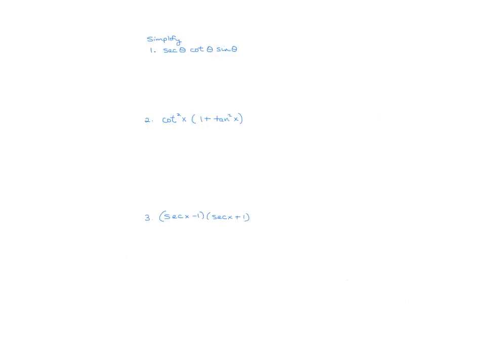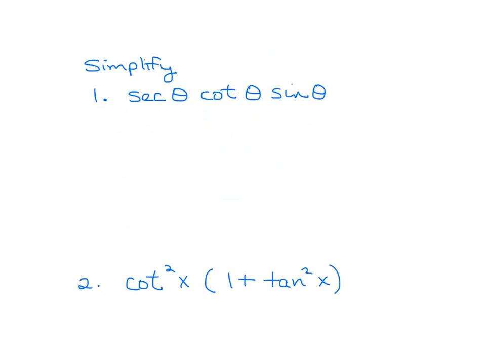My first example is asking, in all of these examples, 1 through 7, I'm simplifying them. So what I need to do is right now, these 3 trig functions are being multiplied. I am going to replace them with their reciprocals or with one of the identities that I know. So I know that the reciprocal of secant is going to be cosine. So I'm going to change secant theta and turn that into 1 over cosine theta.